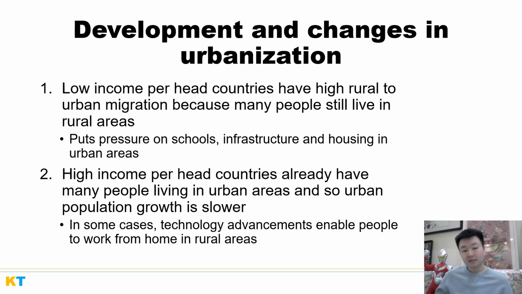Now, if we're looking at a country with high income per head, then they already have many people living in urban areas, and so the urban population growth is slower. In some cases, technological advancements might even enable people to work from home in rural areas. So you might even have people that prefer being away from the city and the noise, and because they're able to work remotely, they do, and they move away.